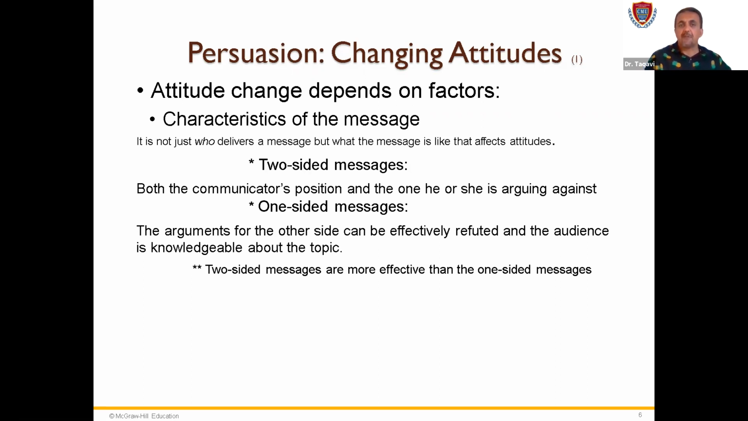2, characteristic of the message. The major part is the message. It is not just who delivers a message, but what the message is like that affects attitude.